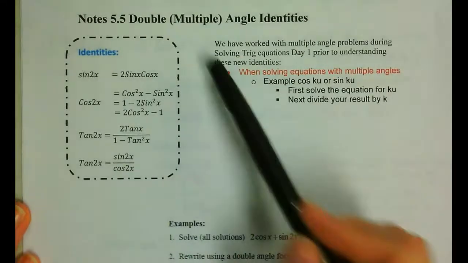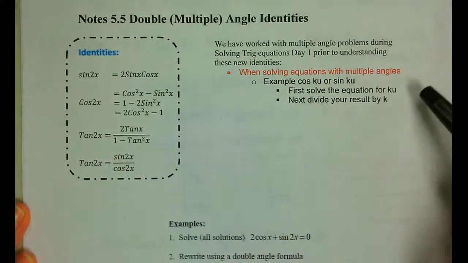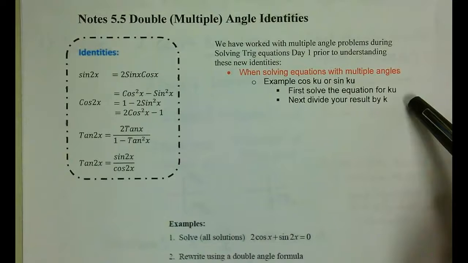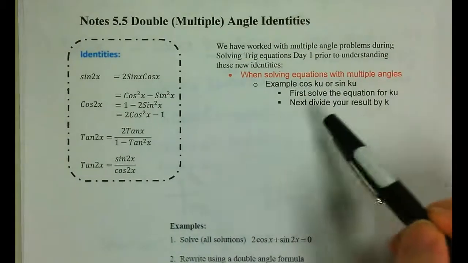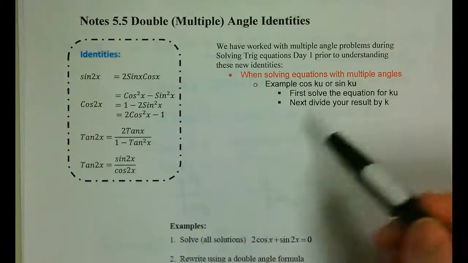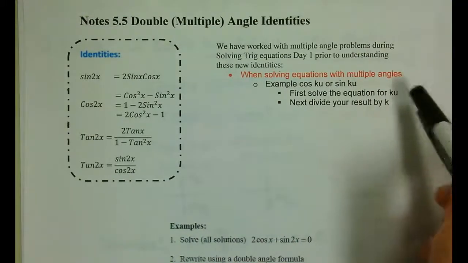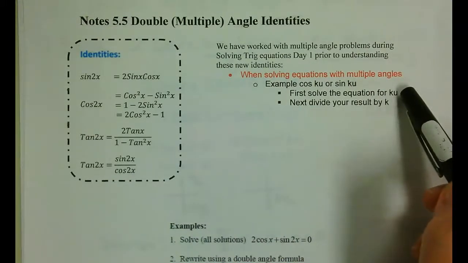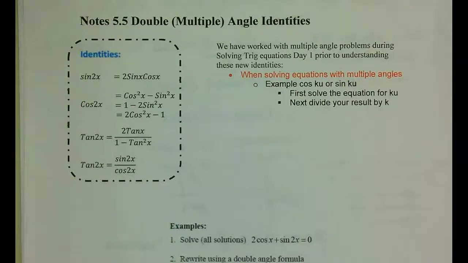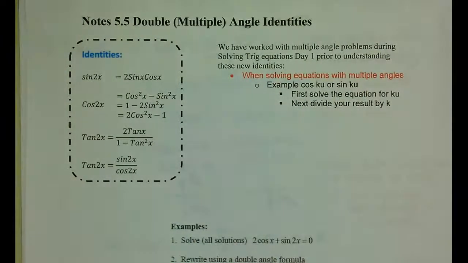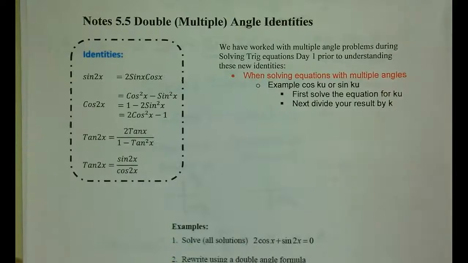Over here is just a little blurb reminding you of the very first day we did multiple angles, which was on solving trig equations, day 1, where we listed out like 3 theta equals, and we listed all the angles, and then we divided everything by 3. So first we solved for kθ, k being a constant, and then we divided by k to get our results. That's just a reminder of what we did with multiple angles on that first day.